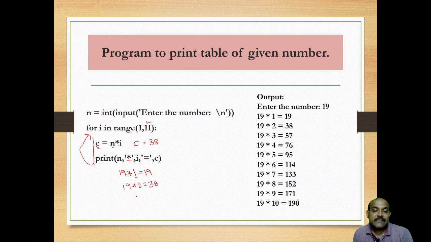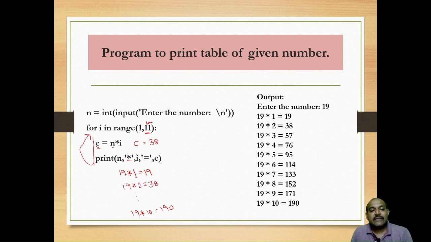So, like this, it takes the value of i. Every time it goes back to the for loop, it automatically increments by 1, so it keeps on printing. Now when it generates the i value as 10, it prints 19 into 10 is equal to 190. Next time it goes to the for loop by incrementing i to 11. Is 11 in the range of 11? No. As I said, whatever you specify here will not be considered; only one less than that will be taken into consideration.